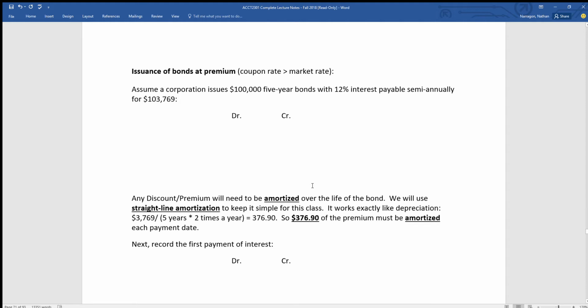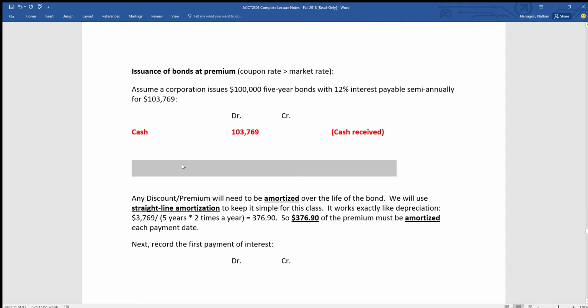Okay, so again, this is when we receive more money than what the face value is. And sometimes you'll see this percentage and it's going to be higher than 100%. Okay, that means a premium has been taken in place. So it's going to look similar to the discount. First thing is, we record the cash that's been received.